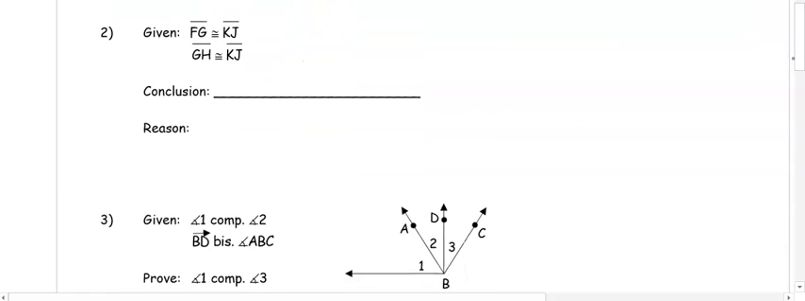In number 2, FG is congruent to KG. GH is congruent to KJ. So because they are both congruent to KJ, we can conclude that FG is congruent to GH by the transitive property.